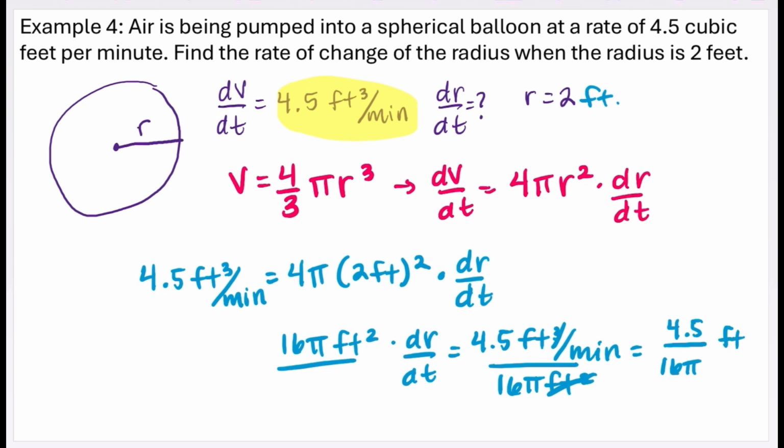Now, probably that would be in decimal form in the multiple choice, but I'm just going to leave it like that. But 4.5 over 16 pi feet per minute.